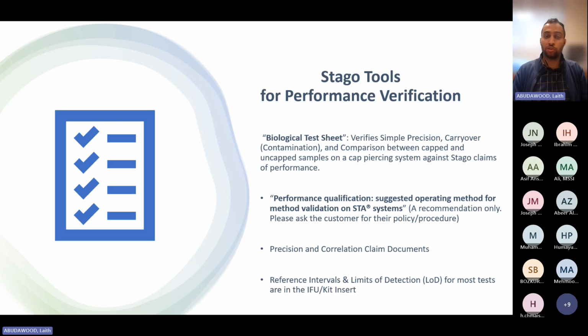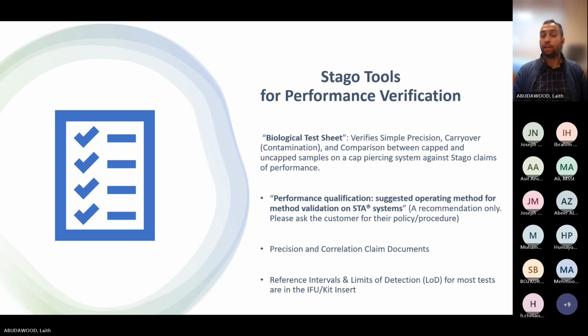Now, you have also precision and correlation claim documents. So you have Stago claims for precision, and you have Stago claims for comparison or correlation studies. So in the correlation document, it tells you, for example, if you run PT between compact and compact using Neoplastine, the difference should not be more than this much in percentage. So when I run the comparison, I have a criteria to compare my two analyzers to know if I have passed or failed.